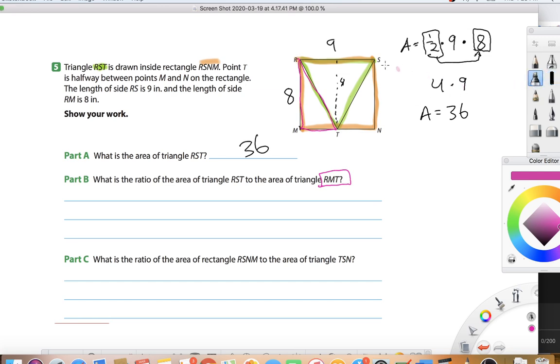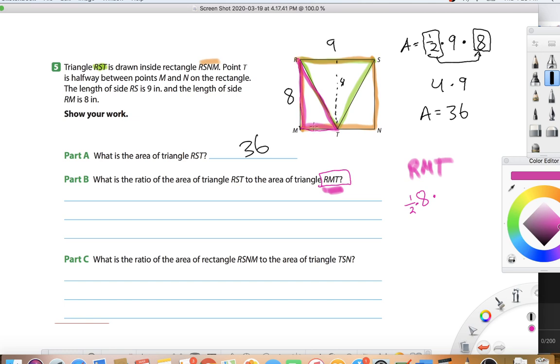Let's use a highlight for that one actually. So RMT. So this area right here, what is the ratio to RST? RST is right here. But let's do one for RMT. So for RMT, our height is 8. It's 1/2 times the height times the base.